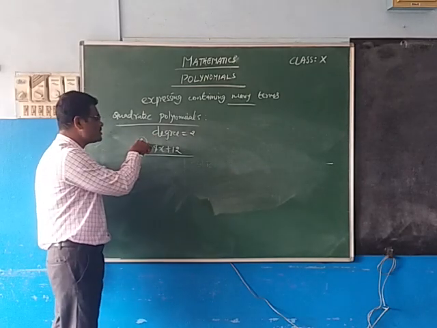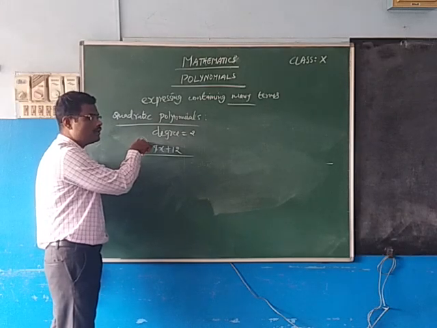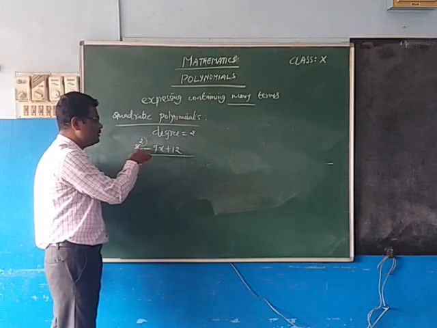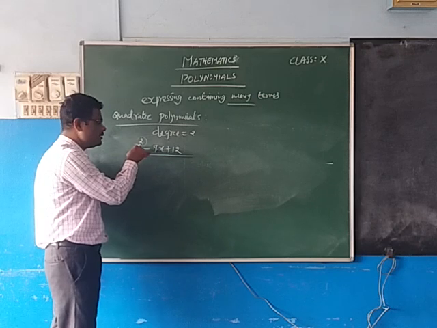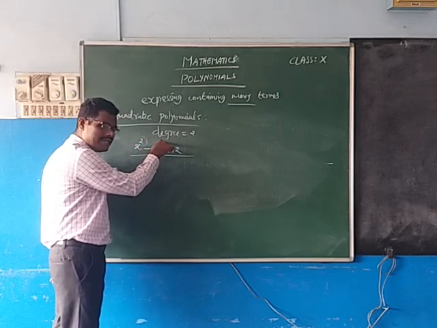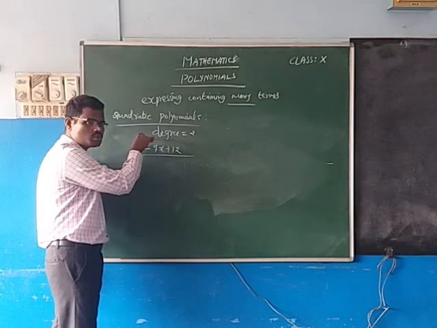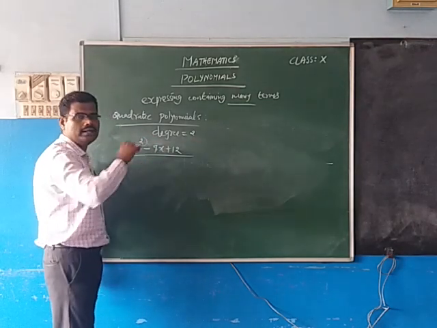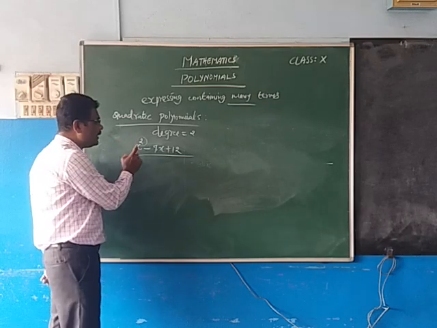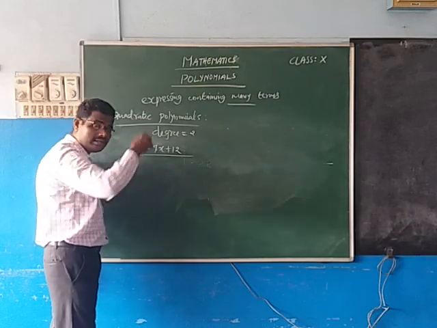Understood? The degree of x is 2. An expression of a polynomial containing variable x is of degree 2. Here degree 2 as well as 1 is there, but you have to consider the highest power. The highest degree is 2, so it is a quadratic polynomial. How can we write this polynomial generally?